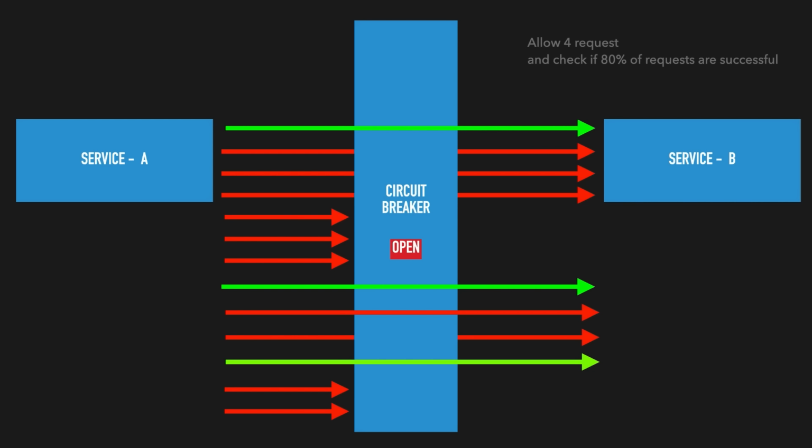And this is how a circuit breaker helps us cut off the circuit when service B is not functioning well. Because, as I said, we should not overload a microservice whenever it is not functioning well. We should give it time to recover.